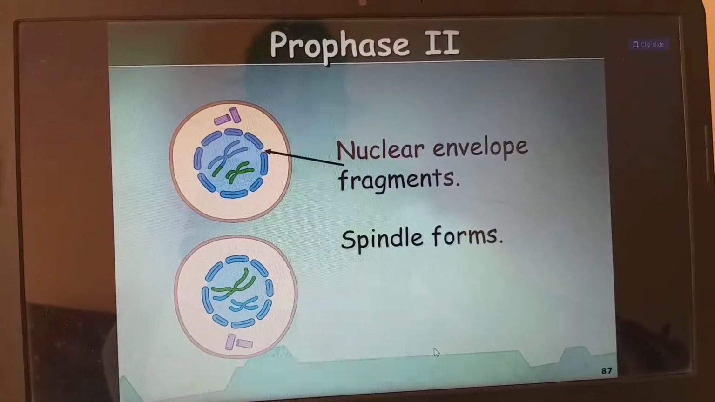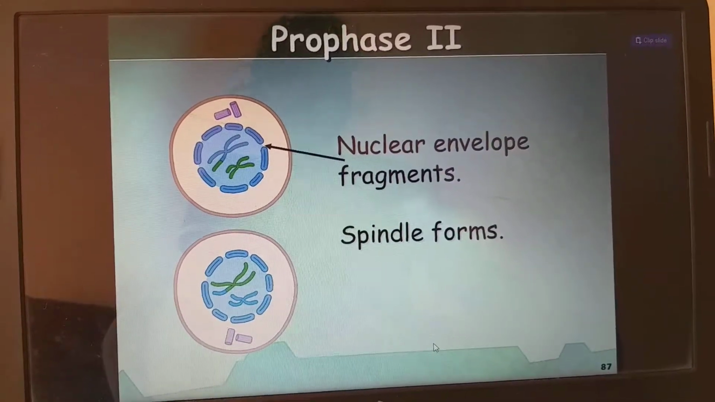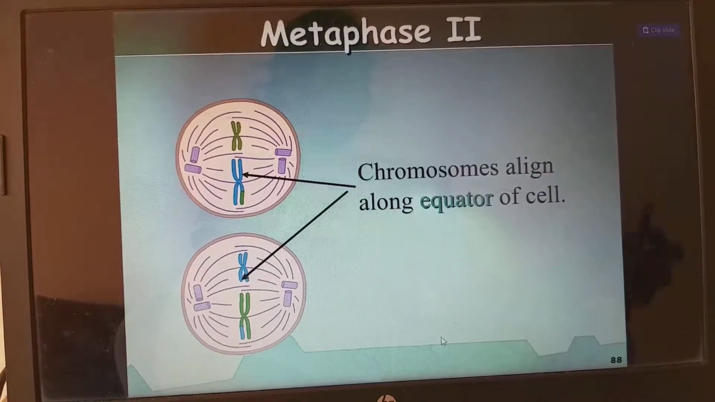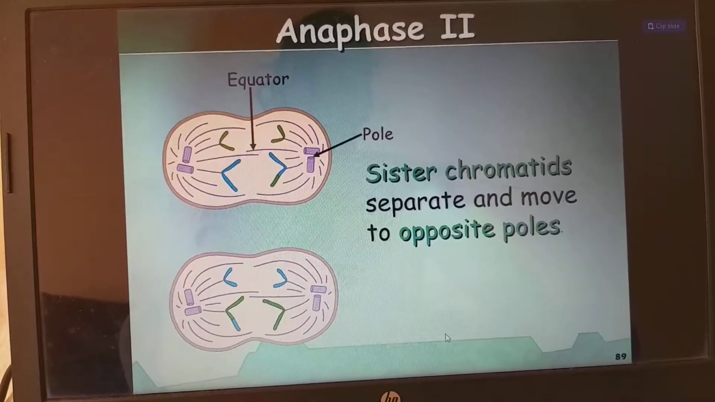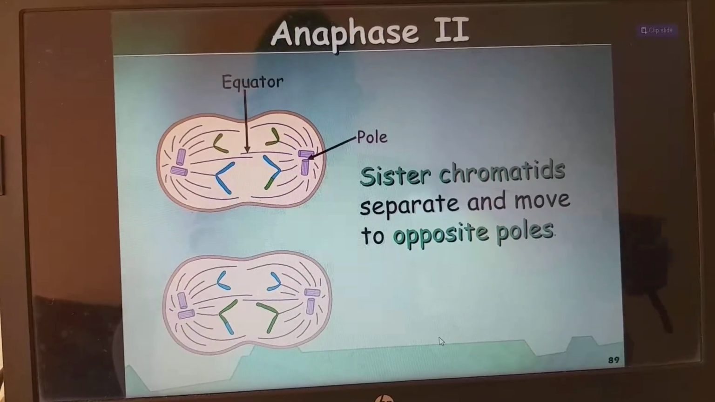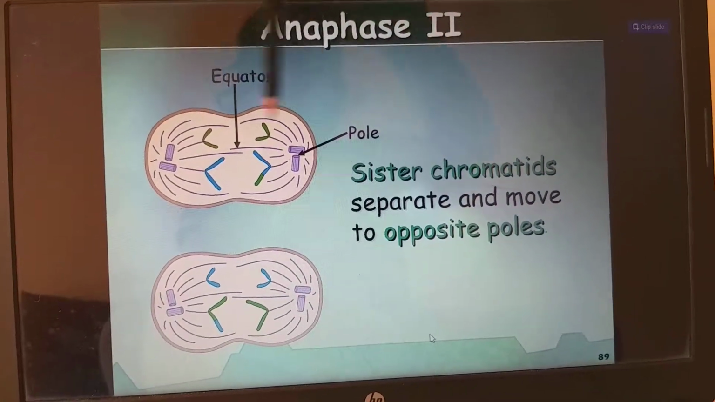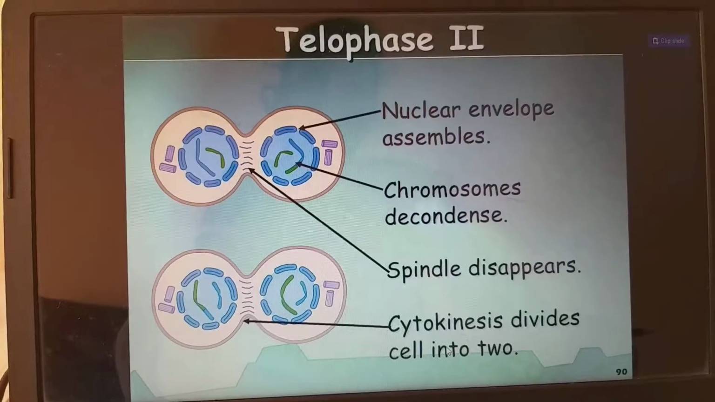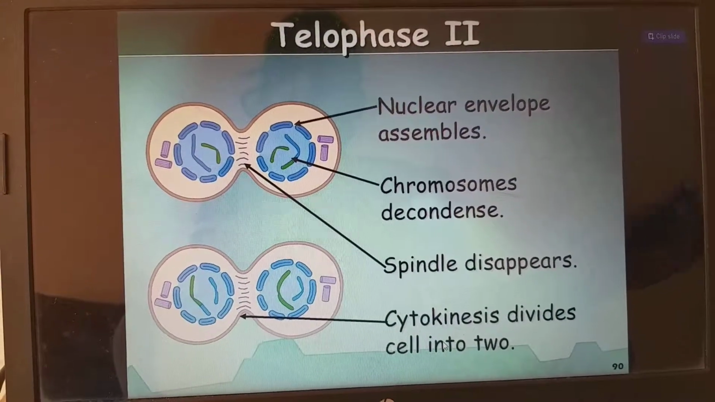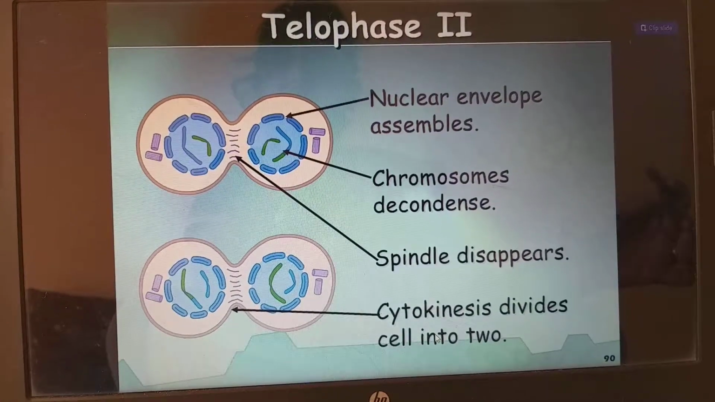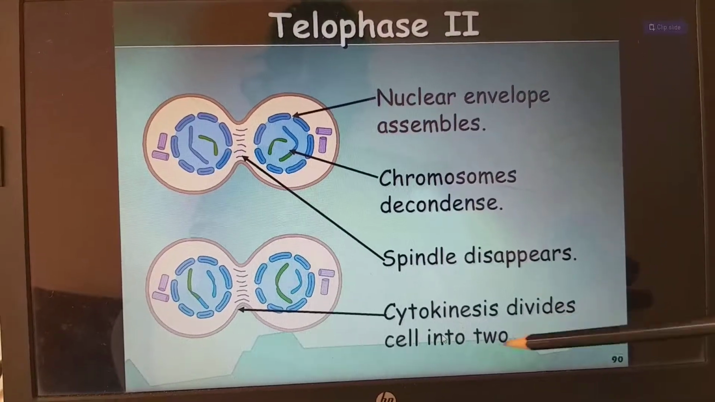Coming to prophase 2, the nuclear envelope fragments and the spindle forms. Metaphase 2, chromosomes will align along the equatorial line. Anaphase 2, A for away, the pulling away, so the sister chromatids will get separated and move to the opposite poles. And next telophase 2, the nuclear envelope will reassemble, the chromosomes will decondense, the spindle will disappear, and cytokinesis divides the cell into two.